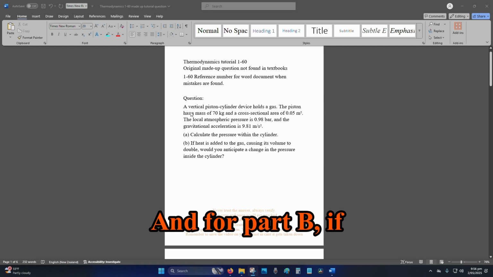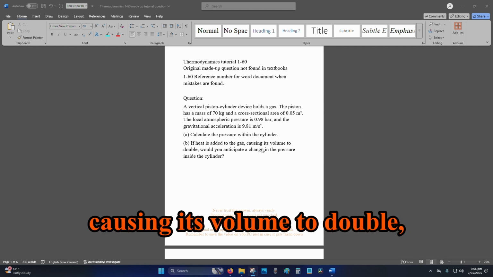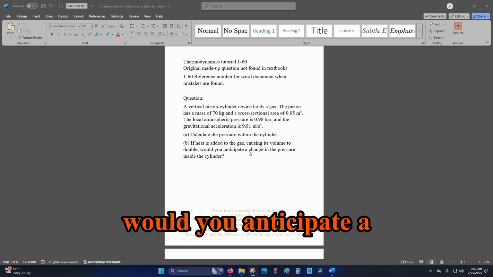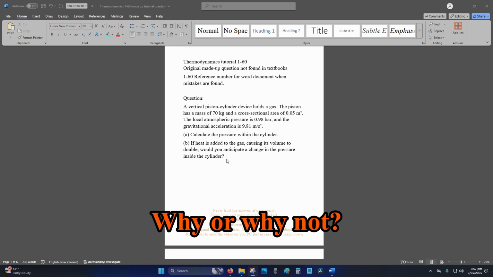And for part B, if heat is added to the gas, causing its volume to double, would you anticipate a change in the pressure inside the cylinder? Why or why not?